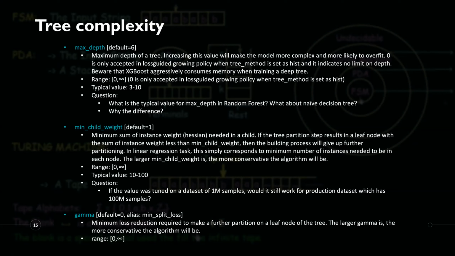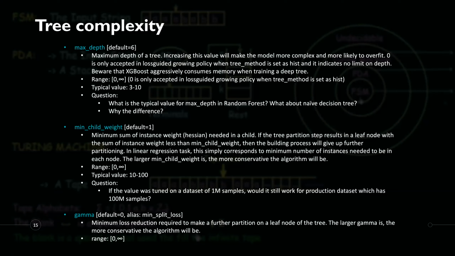If you are not very familiar with the algorithm, I would suggest you tune min child weight only. But if you are more familiar with the algorithm, personally I find tuning gamma is more effective than tuning min child weight. That's just based on my experience.